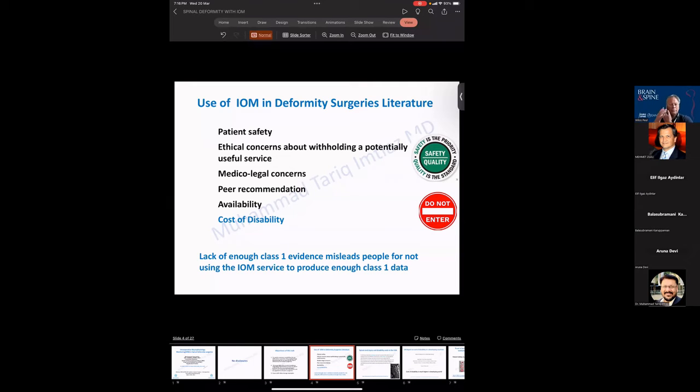I just added these blue lines, where the lack of class 1 evidence is probably one of the reasons a lot of surgeons do not use monitoring. If you don't use monitoring, we will not be able to have the class 1 data that we are talking about. So when there is enough evidence to use monitoring, I think people should use monitoring. I'll go to the cost of disability.